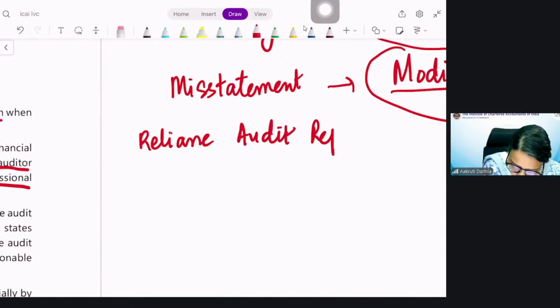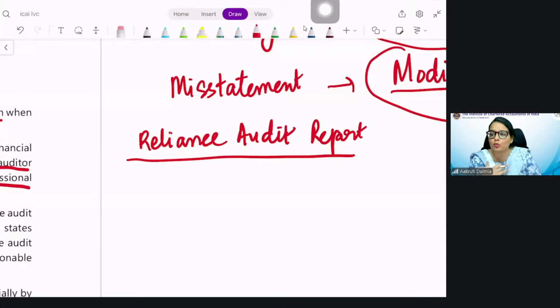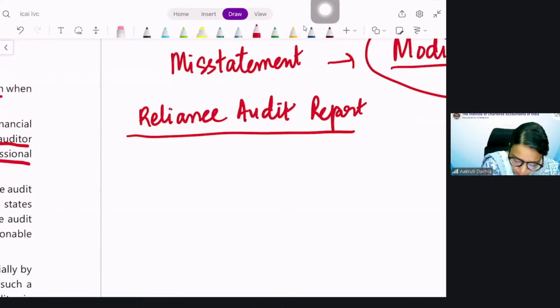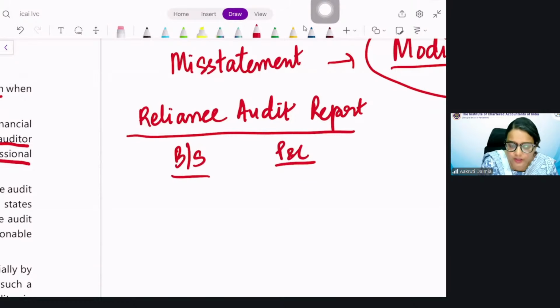You have some extra money in your hand. You want to take a decision whether I should invest in the shares of Reliance, okay? Now you see Reliance audit report and you see their balance sheet, you see their P&L, and you see some profit and you see that the profit is increasing every year.